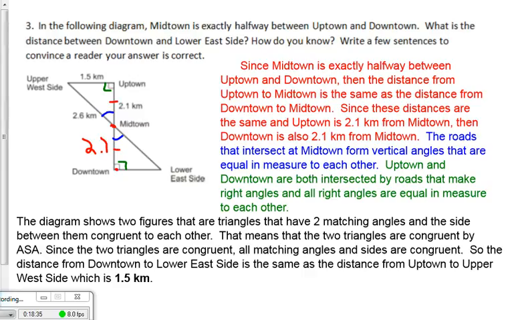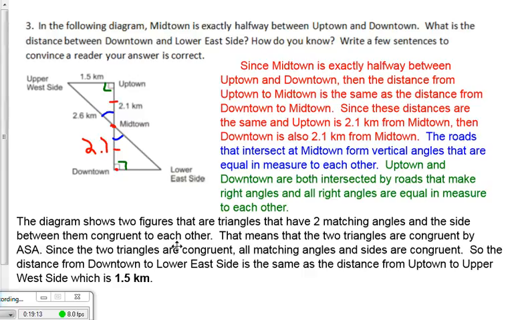So moving on to the bottom part of our paragraph proof, the diagram shows two figures that are triangles that have two matching angles and the side between them congruent to each other. Angle, side, angle, congruent to angle, side, angle. That means the two triangles are congruent by ASA, or angle, side, angle. Okay, since the two triangles are congruent, all matching angles and sides are congruent. So any place that I match on these two triangles, they're going to be exactly the same.